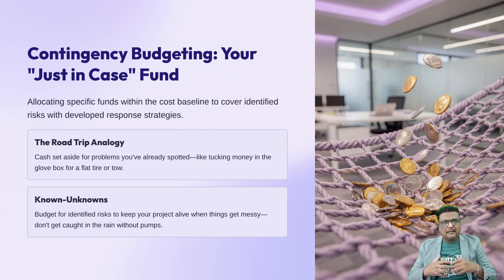Hello everyone. Let's jump straight into how we put a safety net around our project's finances, which is the process of contingency budgeting. In a professional sense, this is the process of allocating specific funds within the cost baseline to cover identified risks that have been accepted and for which response strategies have been developed. Now, in plain English, this is your just in case bucket of money. It's the cash you set aside for the problems you have already spotted hiding in the bushes.